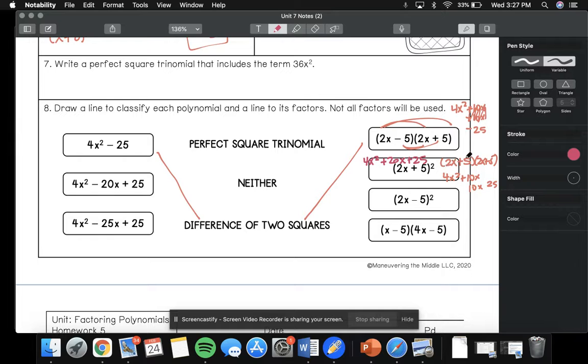For this one, it'll be the same thing, but it'll be with subtraction. 2x times 2x, 2 times negative 5, negative 5 times 2, and then negative 5 times negative 5. So we get 4x squared minus 20x plus 25. Okay, so this is a perfect square trinomial, and it was this one. Okay, and then finally, 4x times x is 4x squared, negative 5x, negative 20x plus 25. Looks like it is neither, and it is that one. All right.